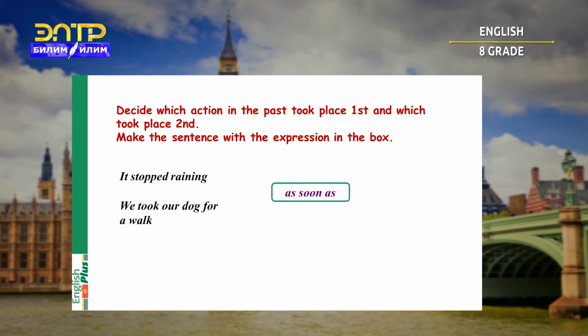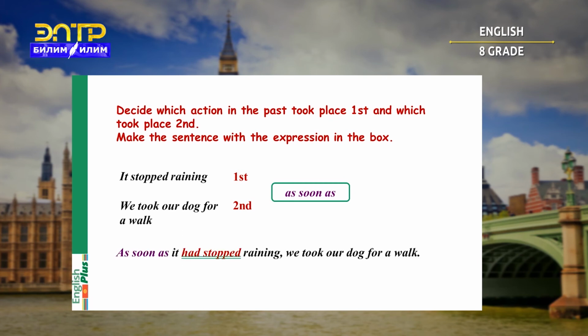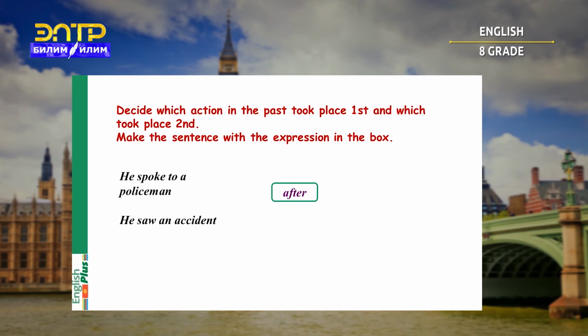Let's check. Which action happened first? Of course. First, it stopped raining, and only then we took our dog for a walk. So, it stopped raining should be put into past perfect form. As soon as it had stopped raining, we took our dog for a walk. Good. Another minute for the next sentence.